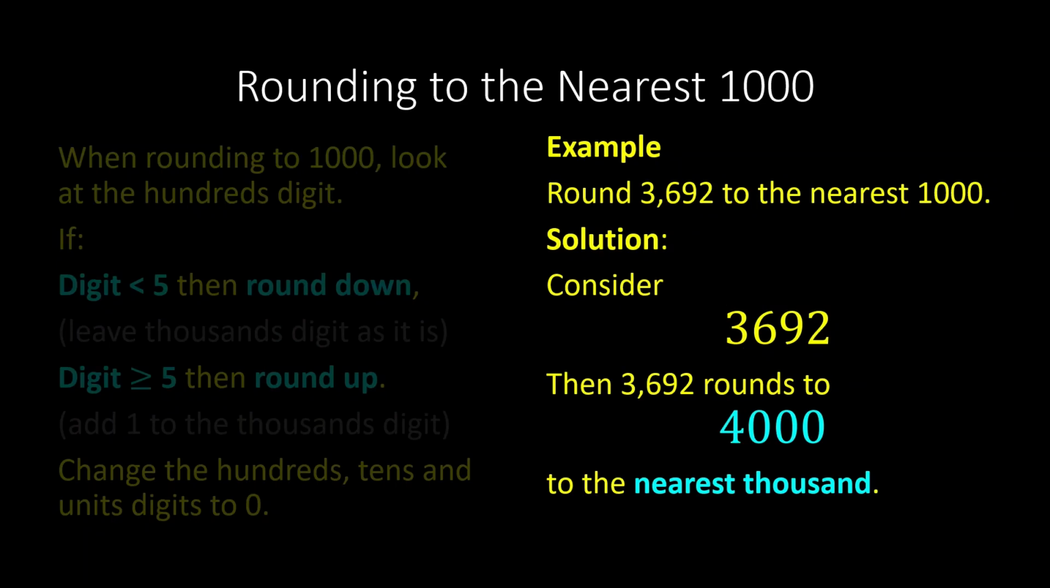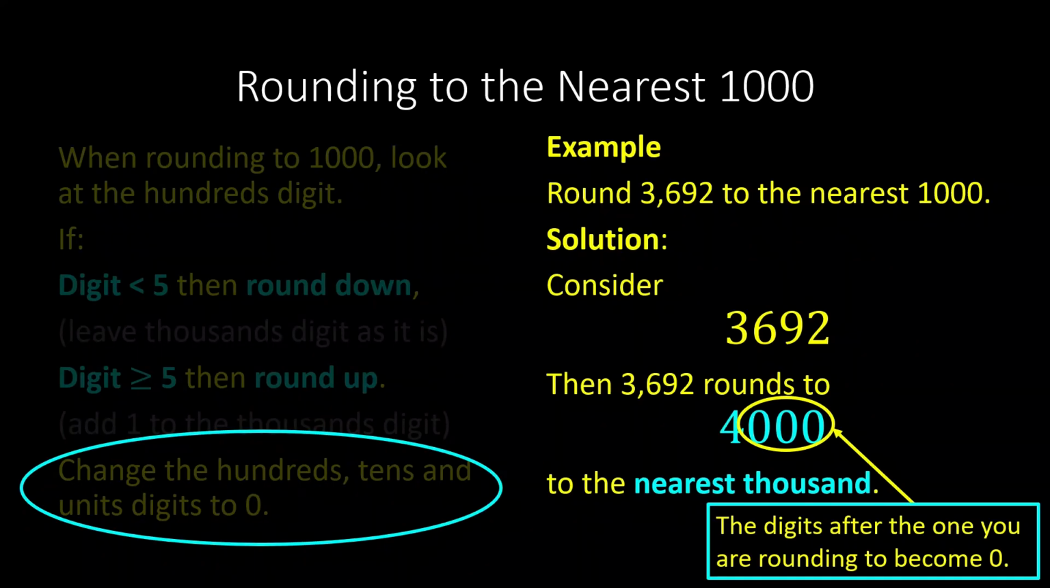And therefore, 3,692 rounds to 4,000 to the nearest thousand. Notice again the digits after the thousands position, in other words, the hundreds, the tens, the units positions have all become 0.